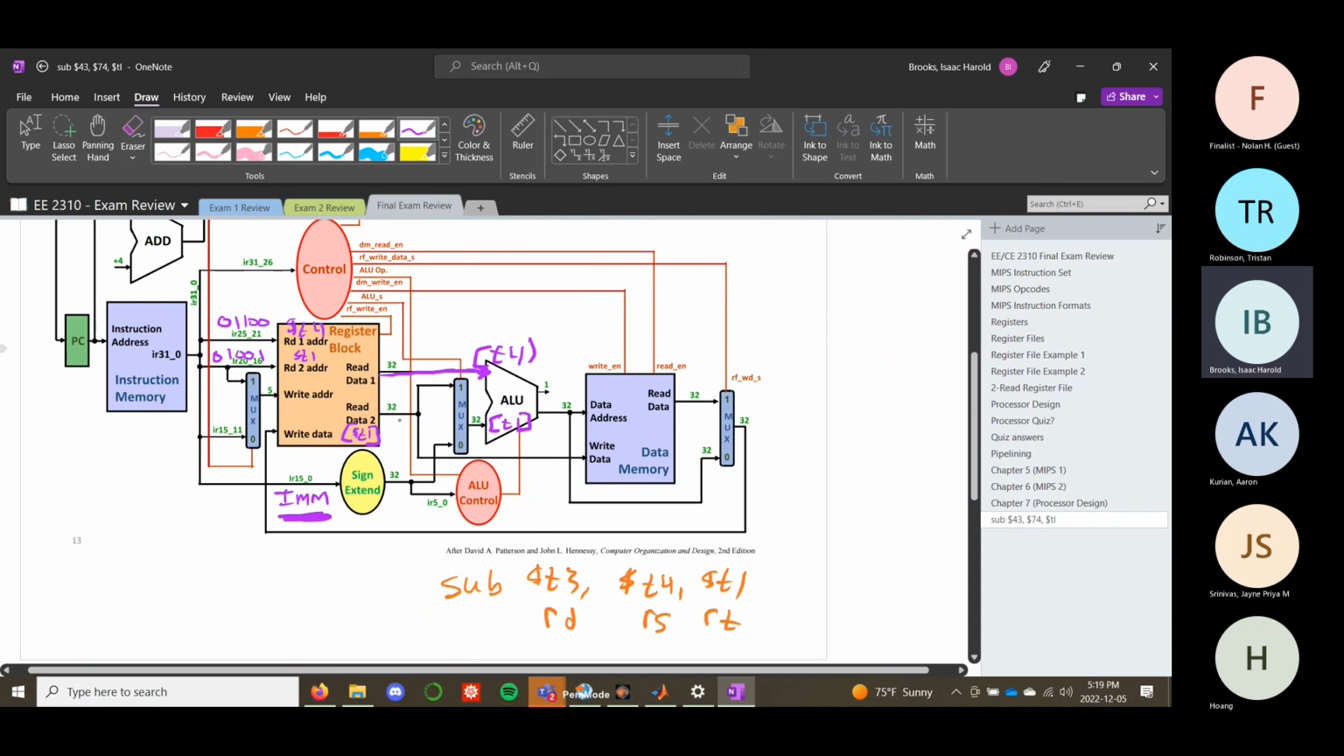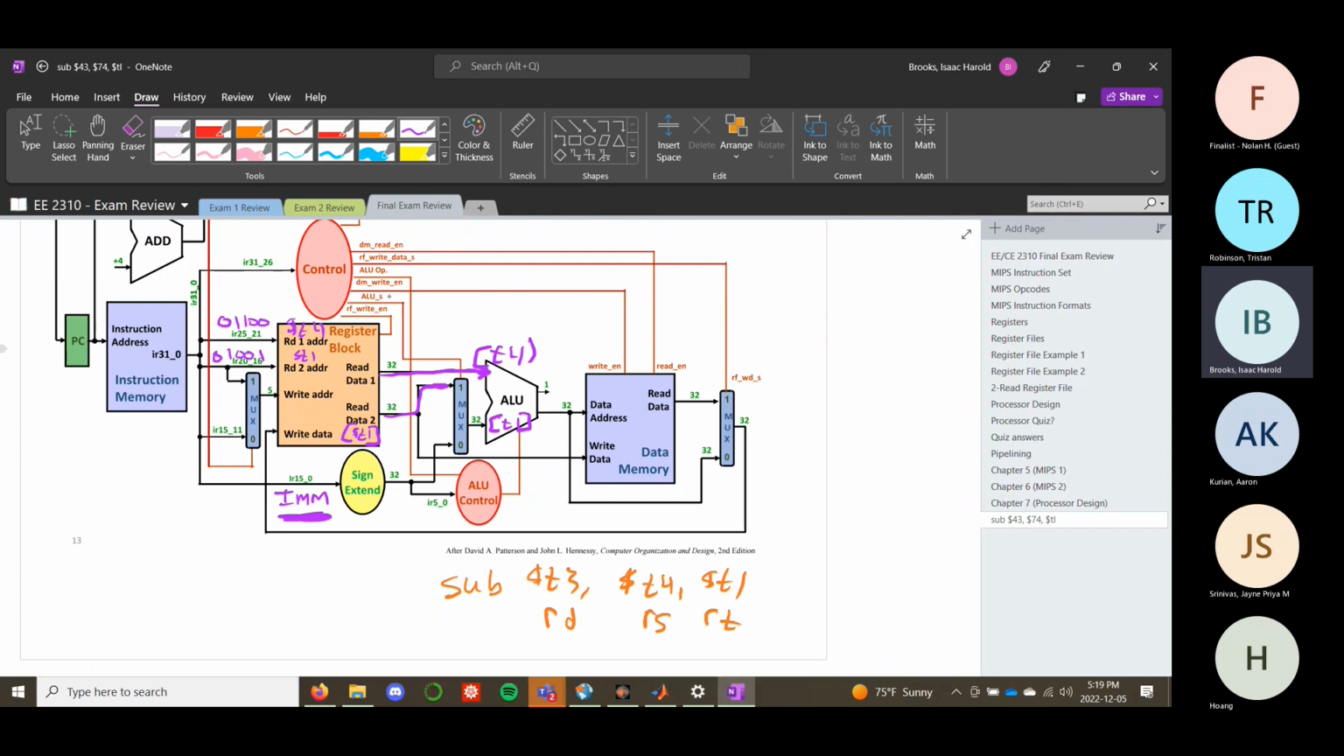So this MUX has to choose this line, which means that its select line here has to be a 1. If the opcode is for subtraction, then this MUX control line, which is ALUS, is going to be a 1. But if it was an add immediate or a load word or something where this immediate is useful information, then it would be a 0. So the control block is going to look at the opcode and figure out this MUX selection. It's also going to do that for all the other ones.